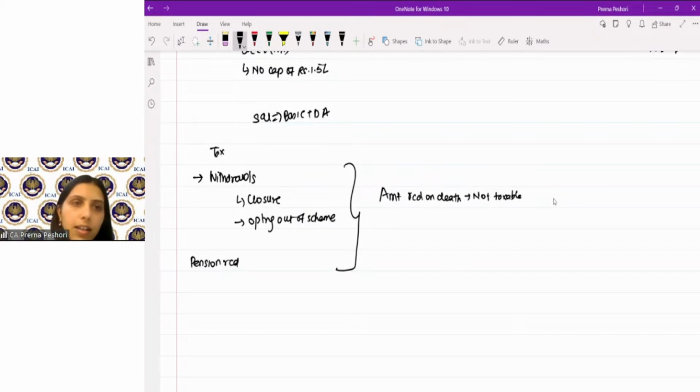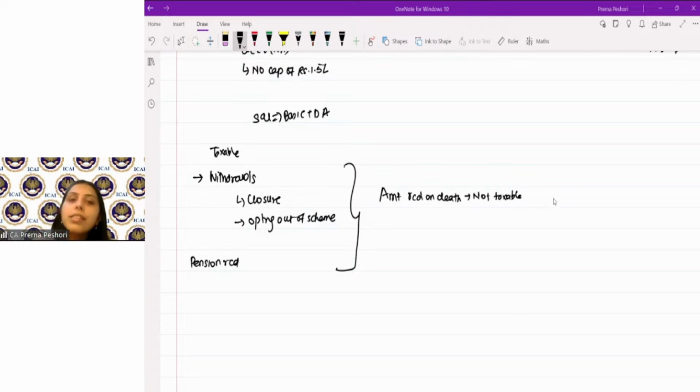So this is taxable and this is not taxable. Are we clear? Even in case of the NPS trust, when the withdrawals are made from the NPS trust on closure of the account or on the opting out of the pension scheme, any payment from the NPS to the assessee on account of the closure or on account of his opting out of his scheme is taxable.